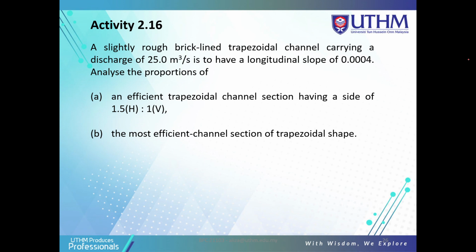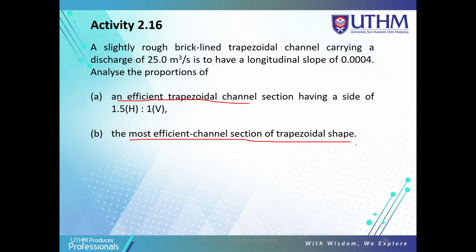Okay, so this activity 2.16: a slightly rough brick-lined trapezoidal channel carrying a discharge of 25 cubic meters per second is to have a longitudinal slope. Analyze the proportion of efficient trapezoidal. So if we mention efficient, automatically it is to find the most efficient channel for a trapezoidal channel. Okay, for this one, the efficient trapezoidal channel is the most efficient channel section of trapezoidal shape.